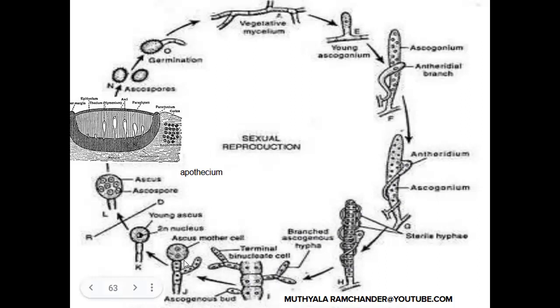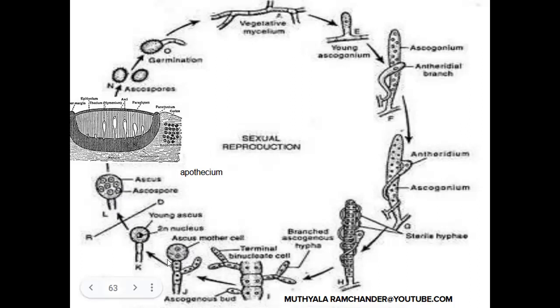From this ascogenous filament, the terminal cell acts as an ascus mother cell. The ascus mother cell contains 2 nuclei. The 2 nuclei fuse to form a diploid zygote. The diploid zygote undergoes reduction division to form 8 ascospores. The ascospores are arranged in a pulley wheel-like structure.